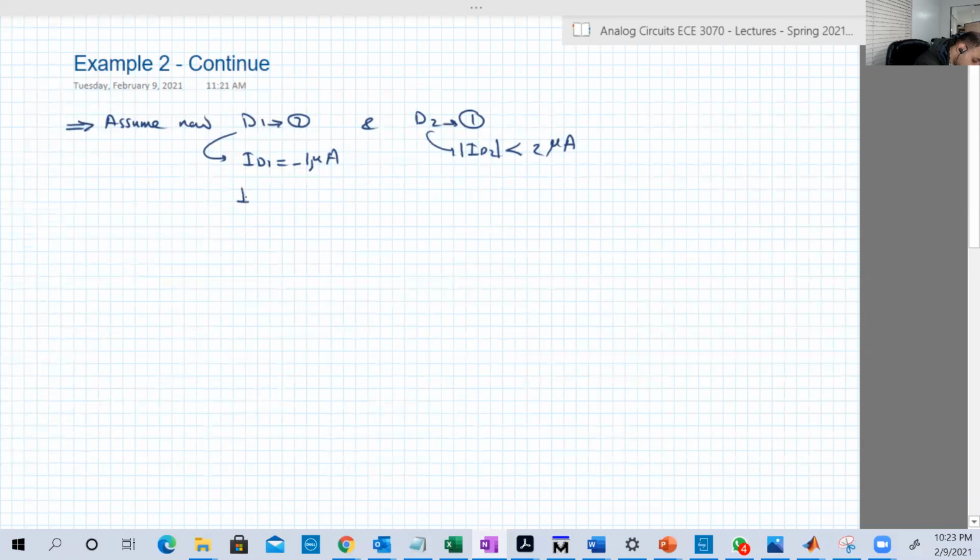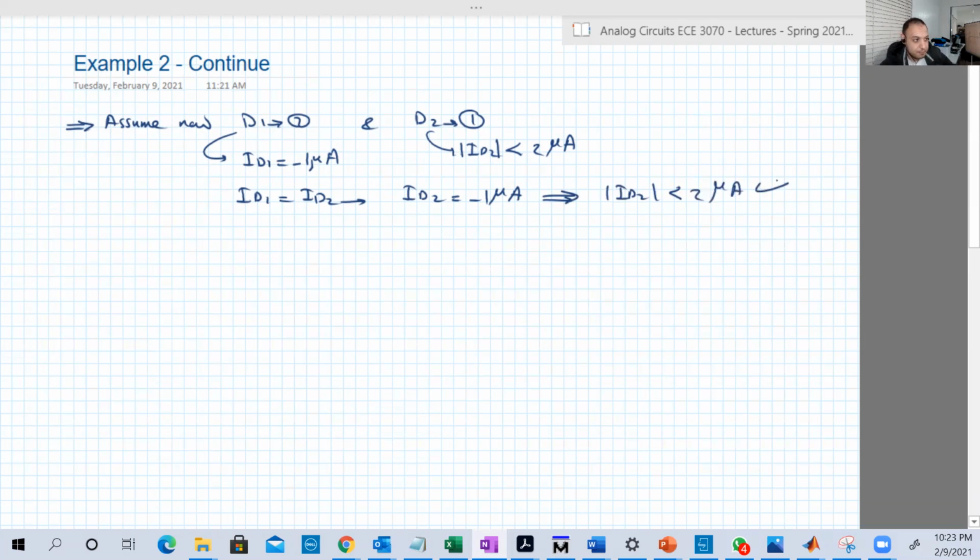So we know that ID1 equal to ID2. So from here, ID2 equal to minus 1 microampere, which is, as a magnitude, less than 2 microampere. So we are still correct, and we will be correct because this is the only remaining assumption. It should be the correct one. Otherwise, you have a problem in your analysis. Okay, let's continue.